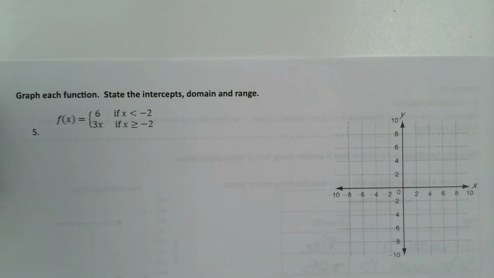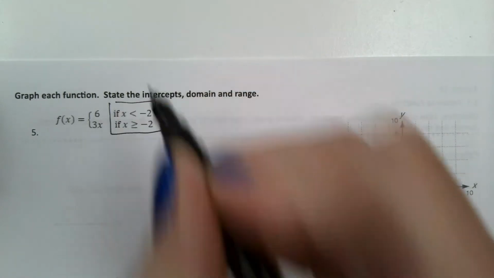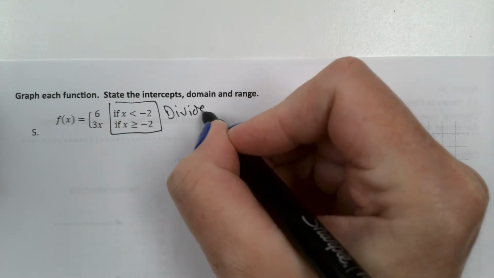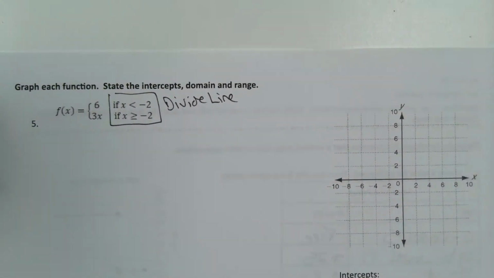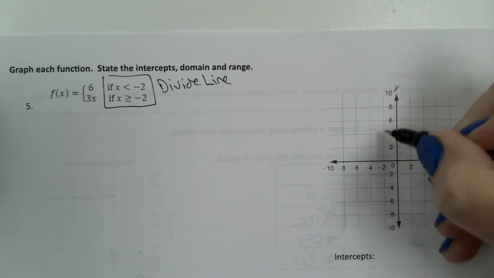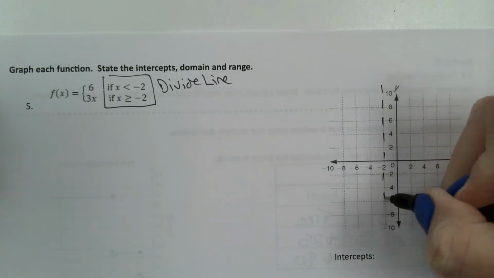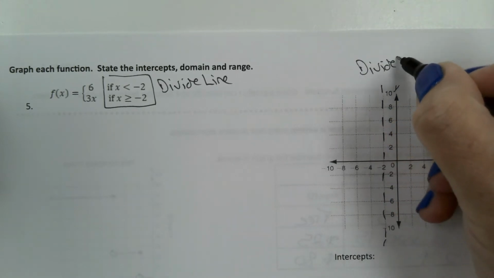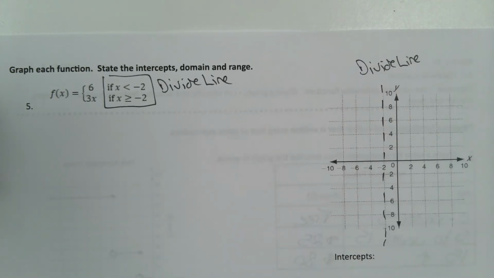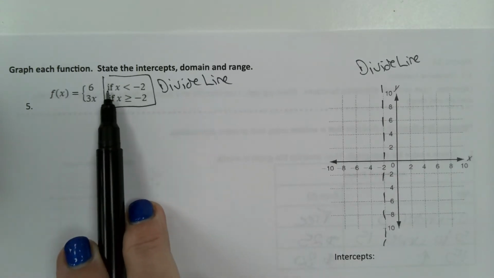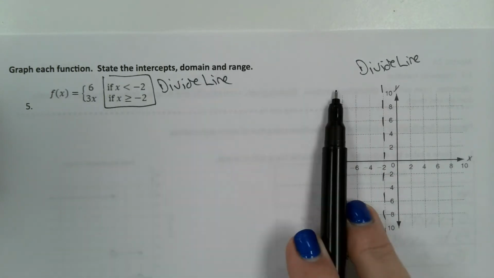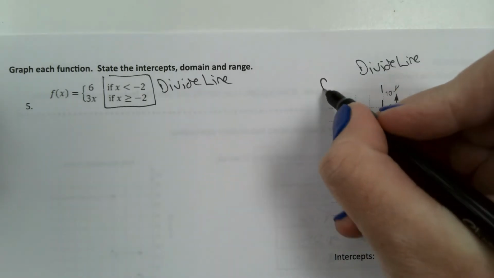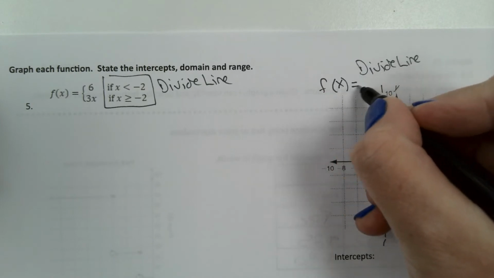So what you want to do is take whatever these values are here, and I'm going to call that the divide line. Over here on my graph, at negative 2, I'm really just going to sketch in a line, and this is my divide line. This says if x is smaller than negative 2. So if x is smaller, here on the left side of this line, I'm going to label it to help myself out for a minute.